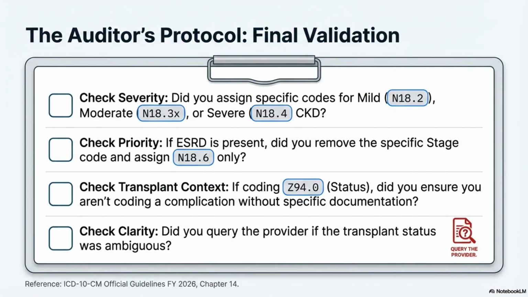As you wrap up your code selection, run through a quick mental checklist. Did you assign the correct CKD stage based on documentation? If ESRD is present, did you remove the stage code and use N18.6 only? If the patient has a kidney transplant, did you apply Z94.0 appropriately? And if the documentation is unclear, did you query? These steps help ensure accuracy and compliance every time.